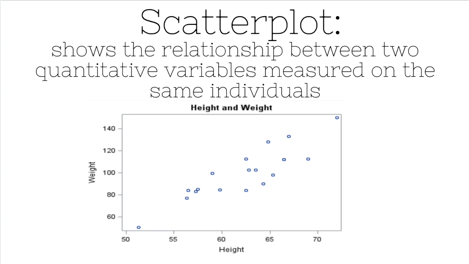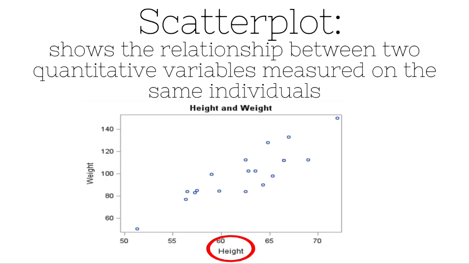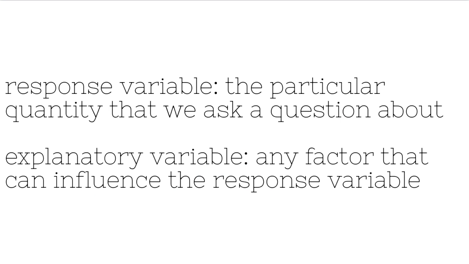A scatterplot shows the relationship between two quantitative variables measured on the same individuals. An example of two quantitative variables that could be measured would be height and weight. The response variable is the particular quantity that we ask a question about. The explanatory variable is any factor that can influence the response variable.